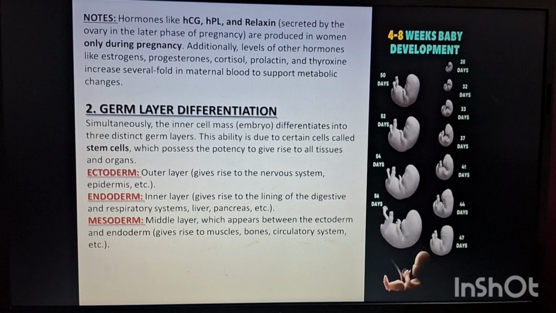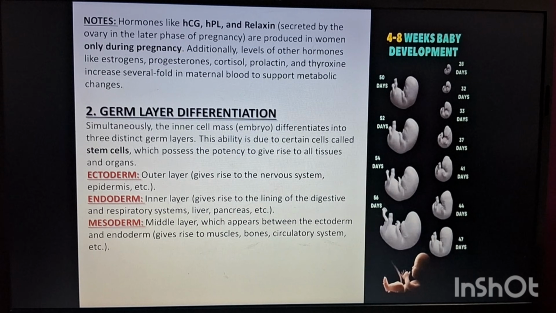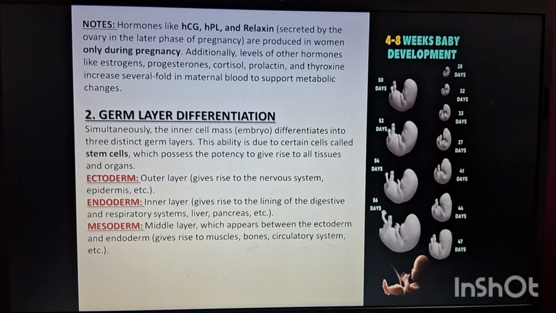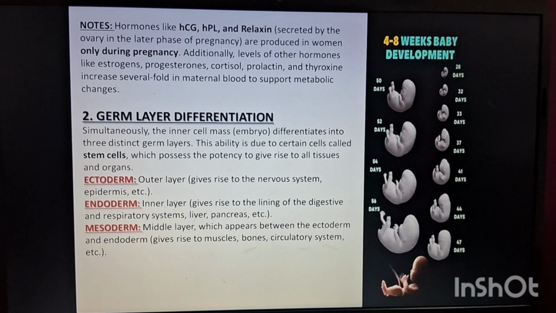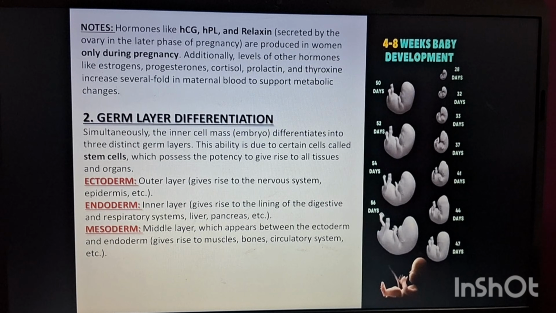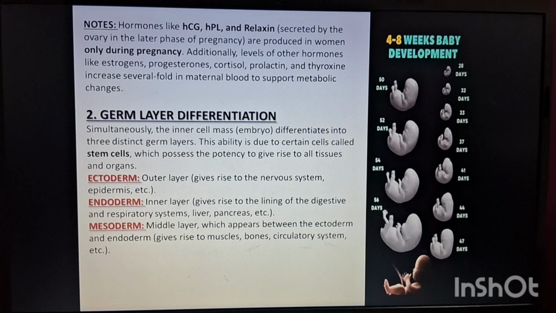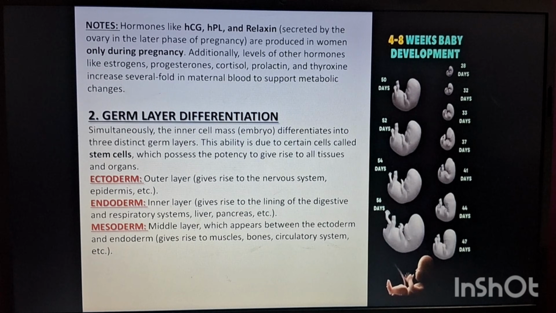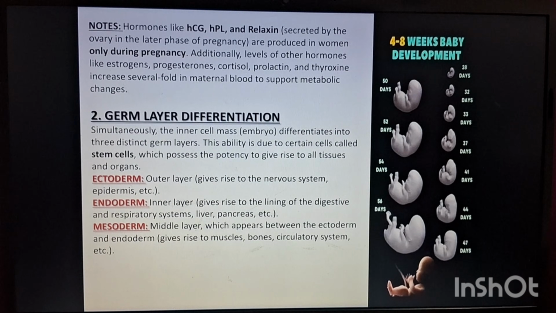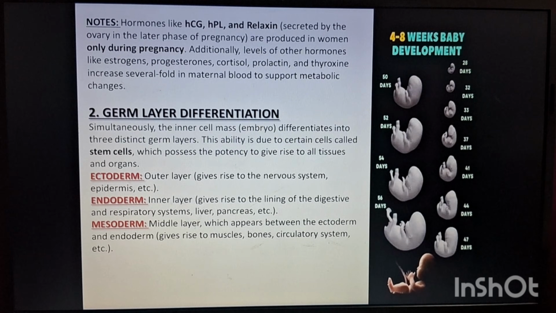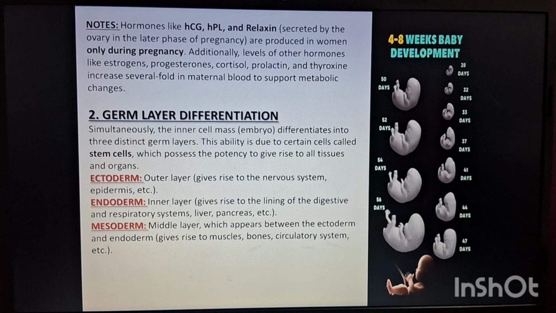Next, germ layer differentiation. Simultaneously, the inner cell mass differentiates into three distinct germ layers. This ability is due to certain cells called stem cells, which possess the potency to give rise to all tissues and organs. First layer is ectoderm, the outer layer, which gives rise to the nervous system. Next, endoderm, the inner layer, gives rise to the lining of the digestive and respiratory system, liver, pancreas, etc. Next, mesoderm, the middle layer, which appears between the ectoderm and endoderm. It gives rise to muscle, bone, circulatory system, etc.